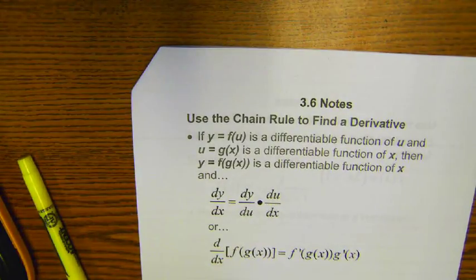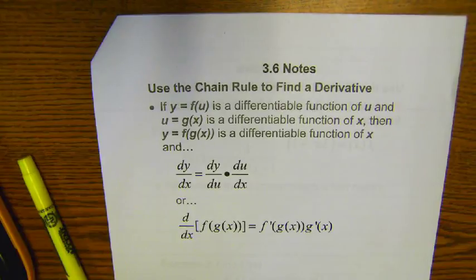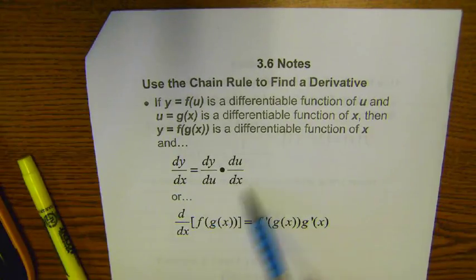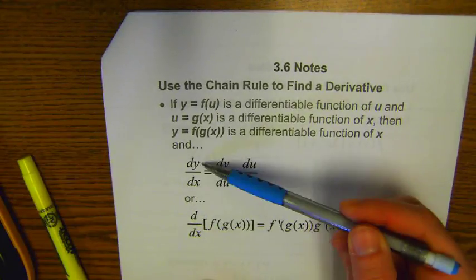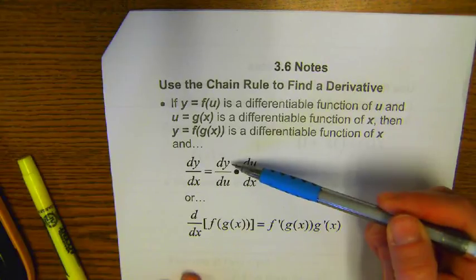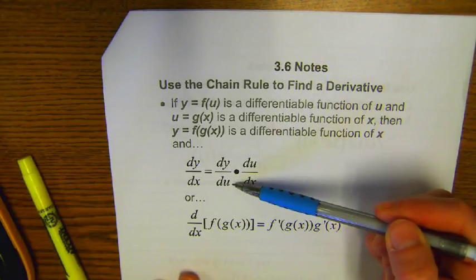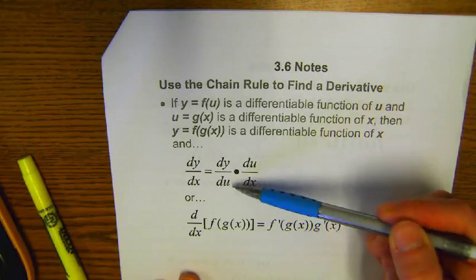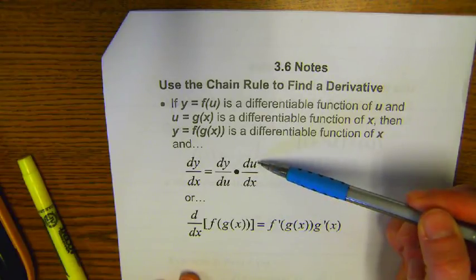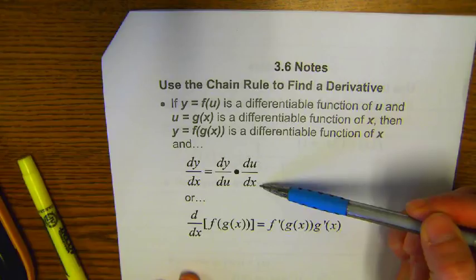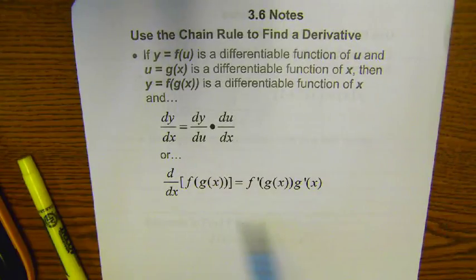So one way of thinking of it is this. This is the way I just showed you. If I want to find dy dx, what I do is I change it to a new variable to make my 2 functions. So I did dy du, but then I have to multiply by du dx. Or this might make a little more sense to you, okay?